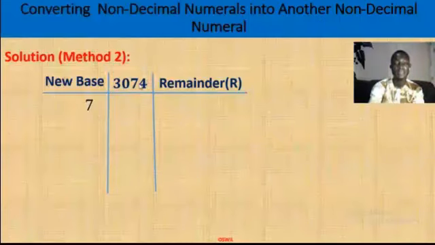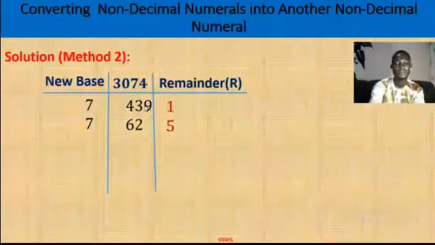3074 divided by 7 would give us 439, and the remainder would be 1, as you see on the screen. Until the quotients here get to 0, we are not done, so we must continue. We write 7 again. 439 divided by 7 would give us 62, and the remainder is 5. Then we move on. 62 divided by 7 would give us 8, and the remainder is 6.